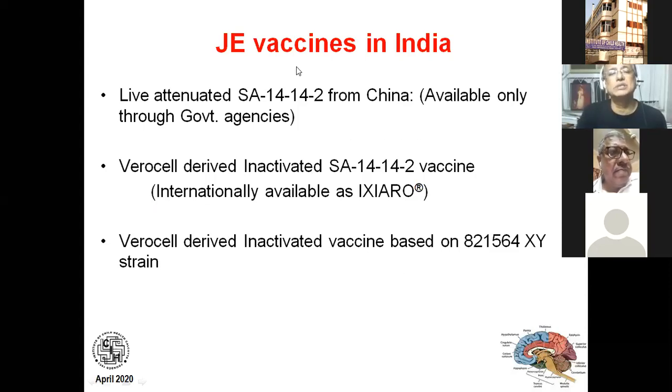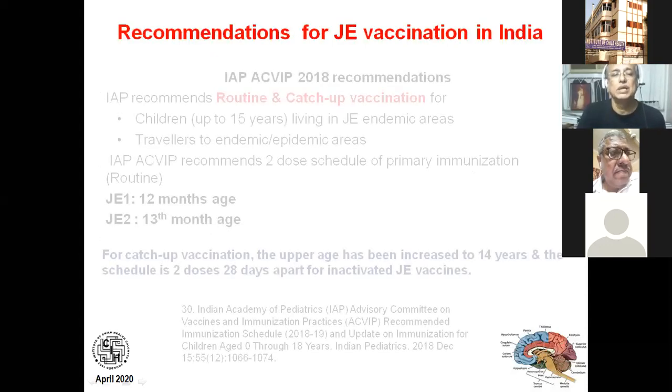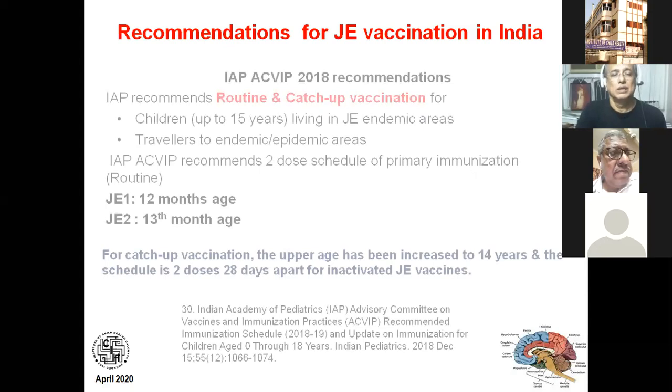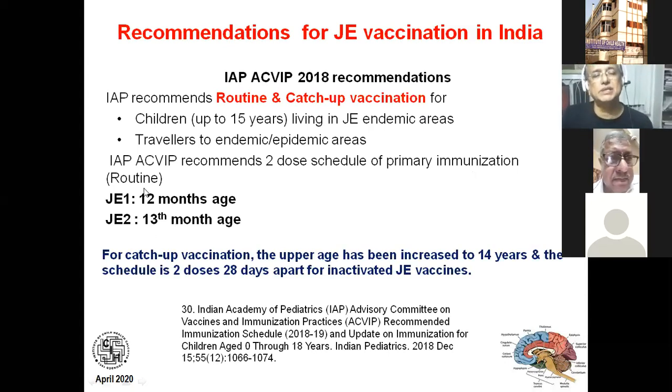But this live attenuated vaccine is only supplied in the government sector. We don't have any access to this vaccine. So for us, these are the 2 vaccines. So what should be the recommended doses? Japanese encephalitis vaccine should be given starting from the age of 12 months or 1 year. 2 doses should be given 4 weeks apart. And if any child misses this dose, you can give catch-up vaccine till 14 years, 11 months. And again, 2 doses of vaccine 28 days apart.